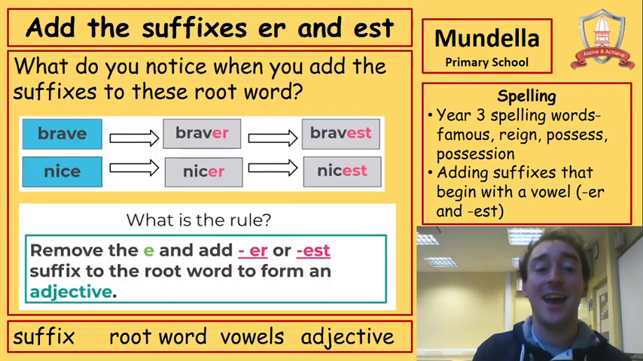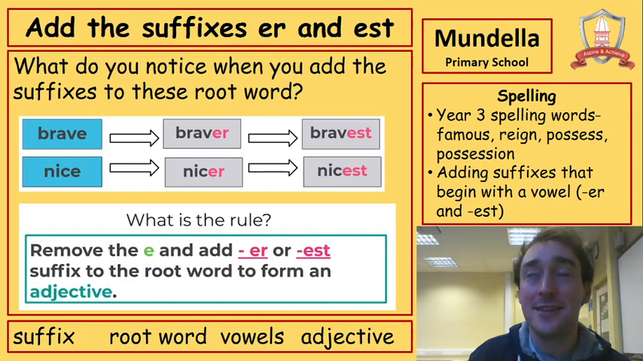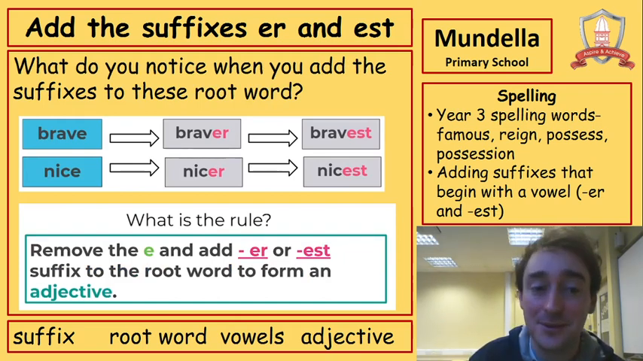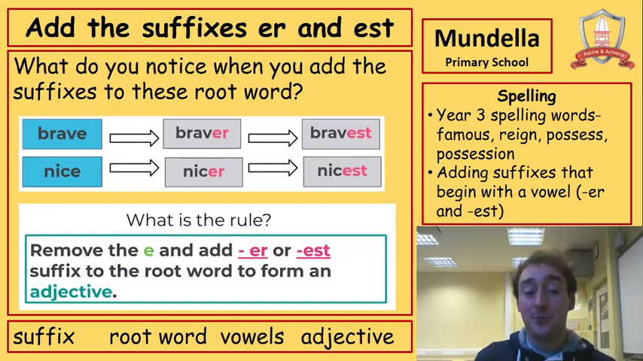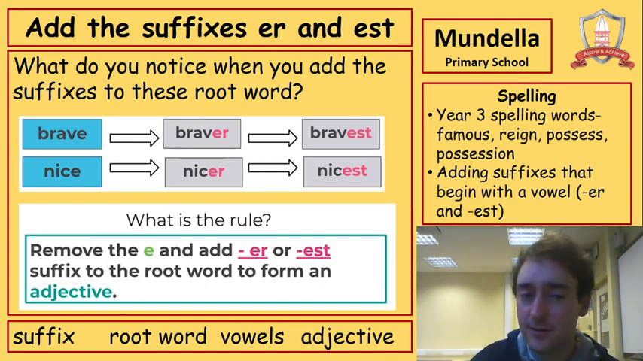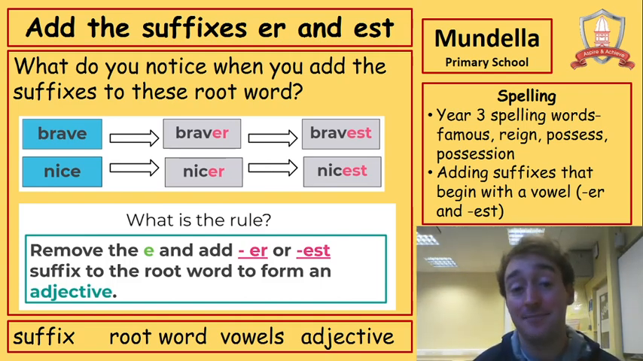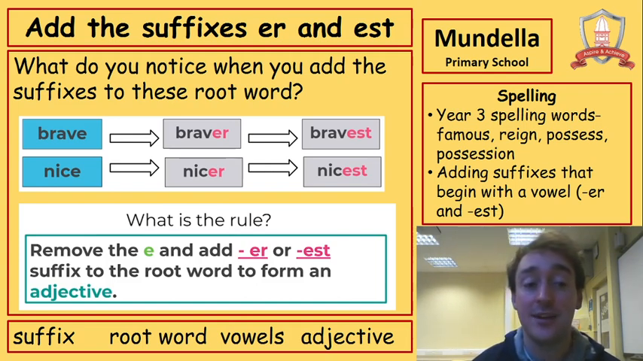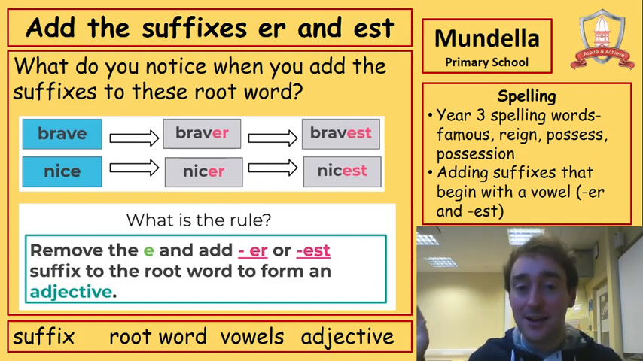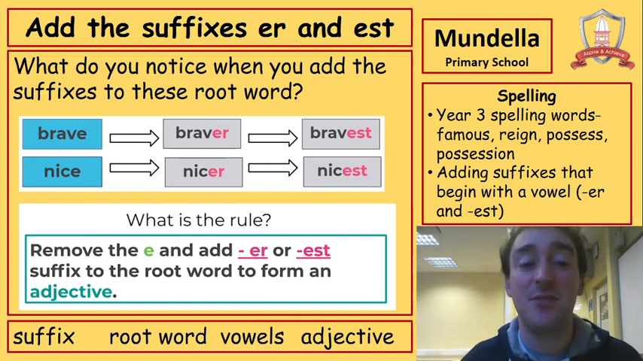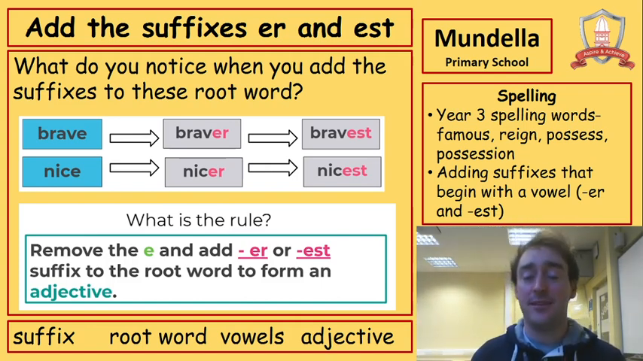Right, okay. Obviously there's always an exception to the rule. So with this one, we've got brave and we've got nice. What's so different about those words? Well, I'll tell you, they end with an E. We're not going to have ER and EST on the end of a word which already ends with E without doing something about it. Otherwise we'd have brave-ear and brave-east, and that wouldn't sound right, would it?